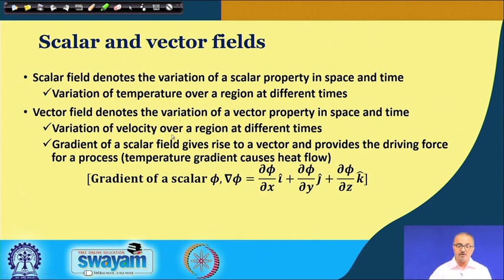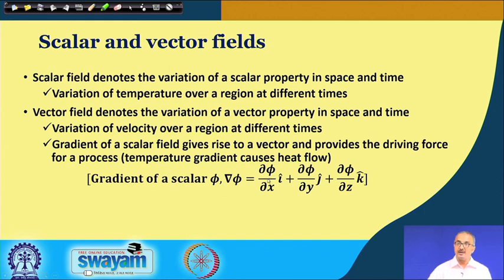Now, the gradient of a scalar field gives rise to a vector and provides the driving force for a process. For example, suppose there is a scalar phi, and we take its gradient, which is dou by dou x i plus dou by dou y j plus dou by dou z k. If you operate this on the scalar phi, the scalar becomes a vector now.